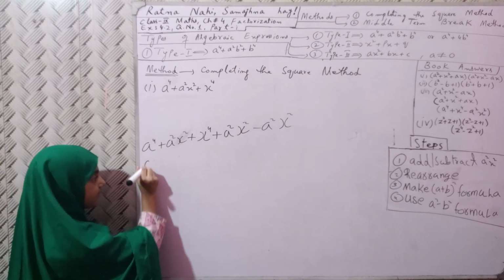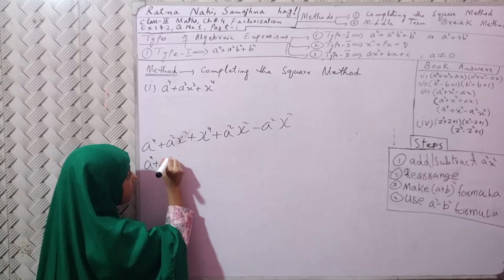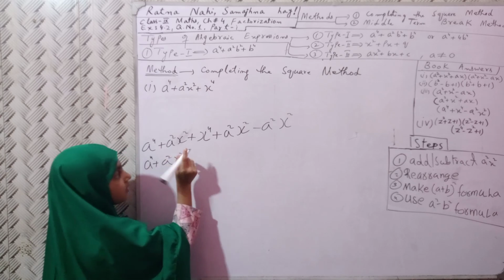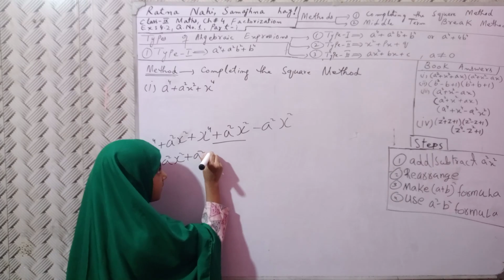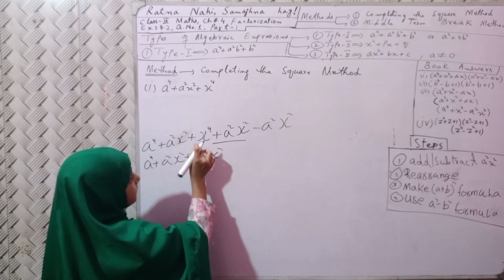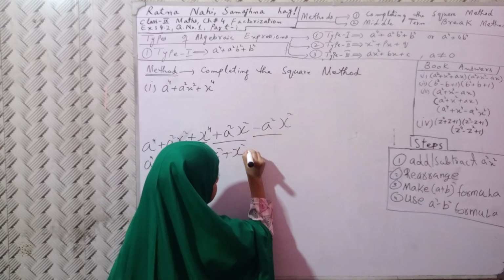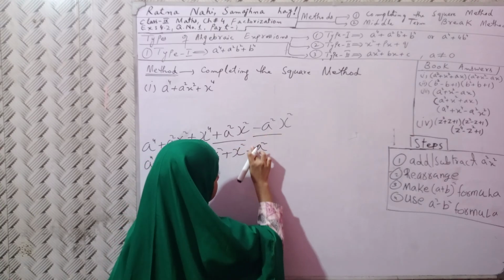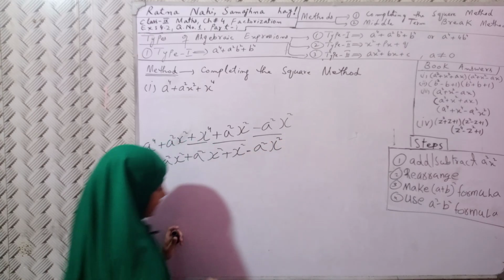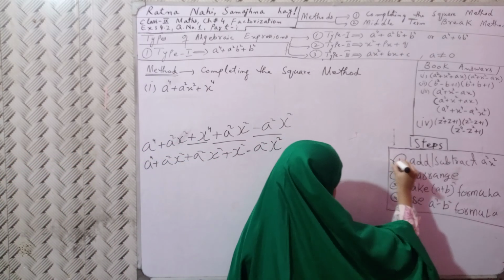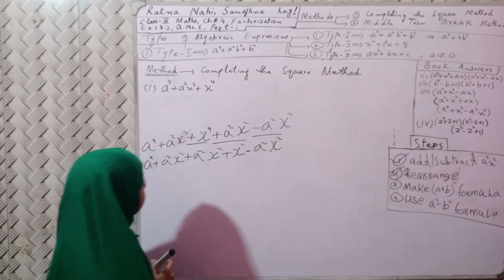First of all, a power 4 and plus a square, x square, this, then this, then this, and this. Then this. Now third, make the a plus b whole square formula.